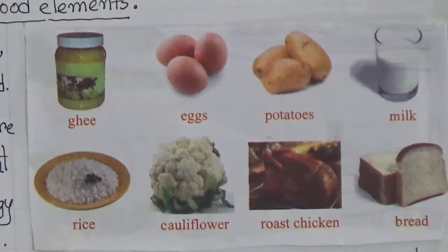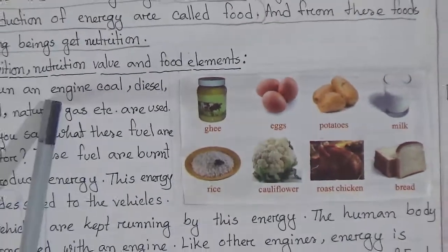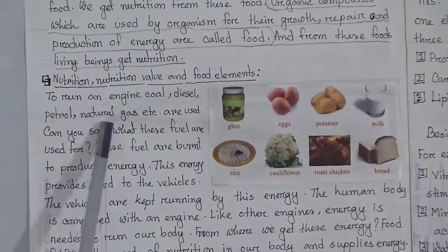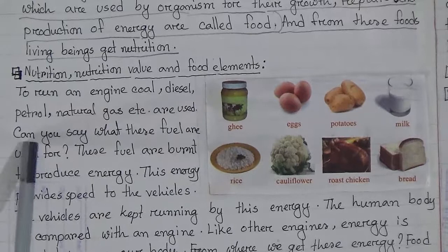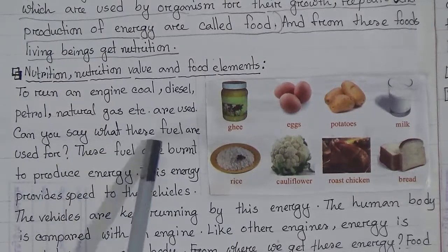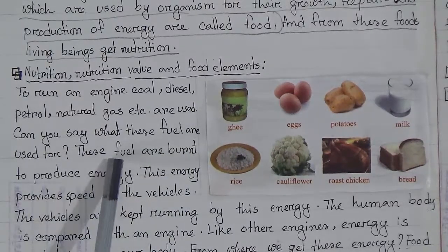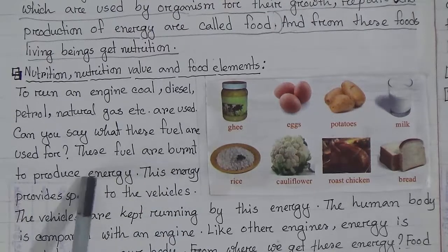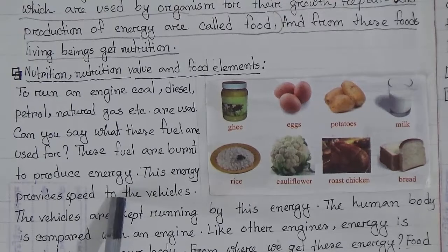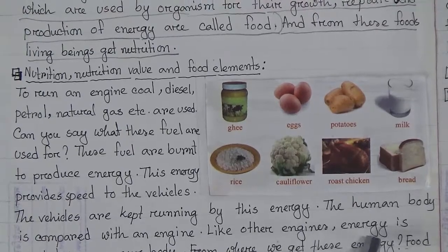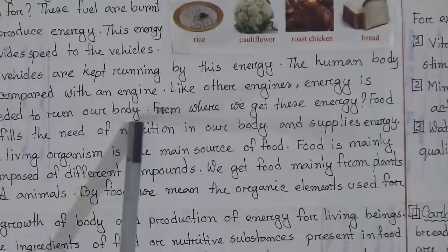Now go to the reading portion. To run an engine, coal, diesel, petrol, natural gas, etc. are used. Can you say what these fuels are used for? These fuels are burned to produce energy. This energy provides speed to the vehicles. The vehicles are kept running by this energy. The human body is compared to an engine. Like other engines, energy is needed to run our human body.